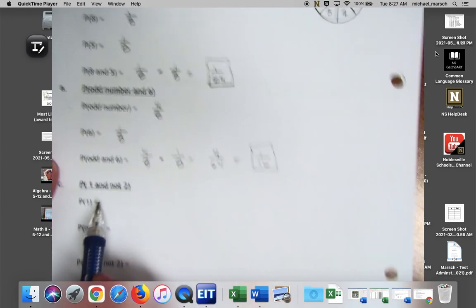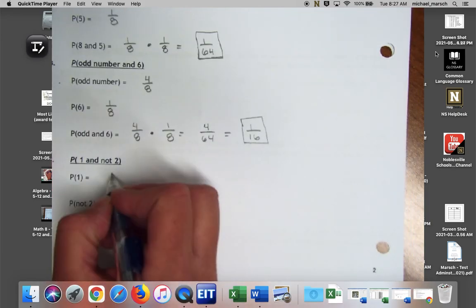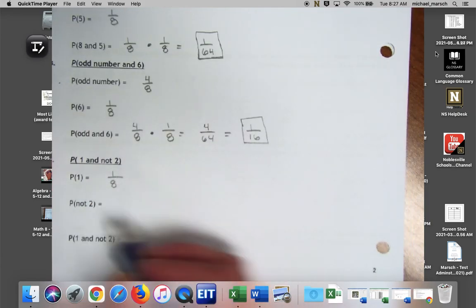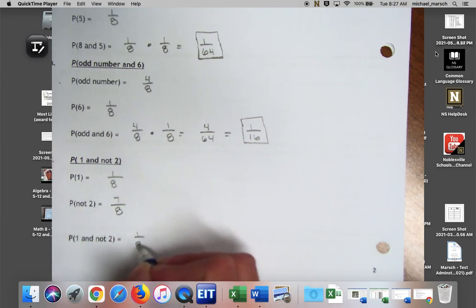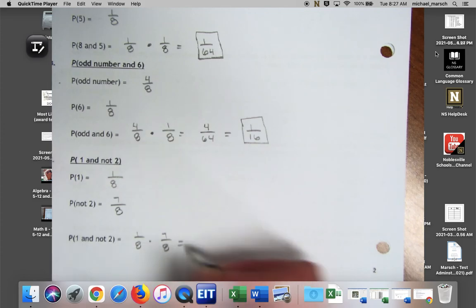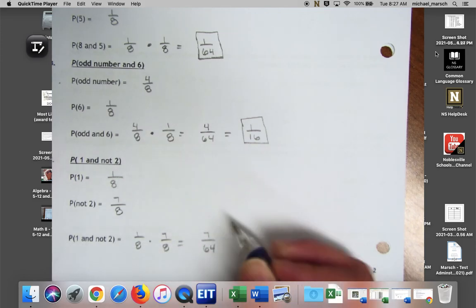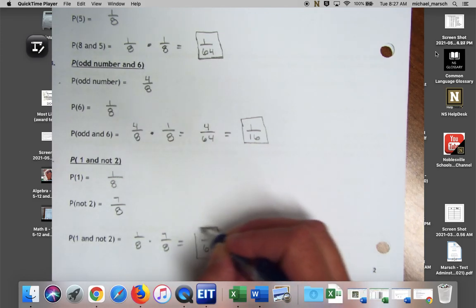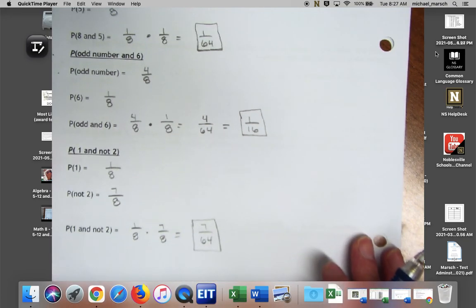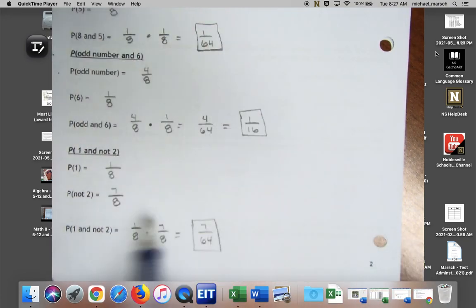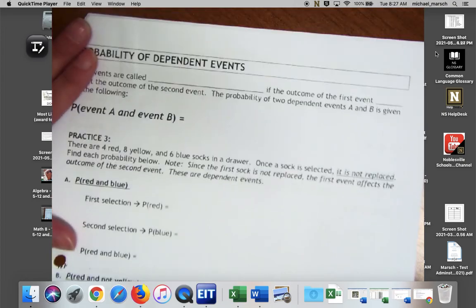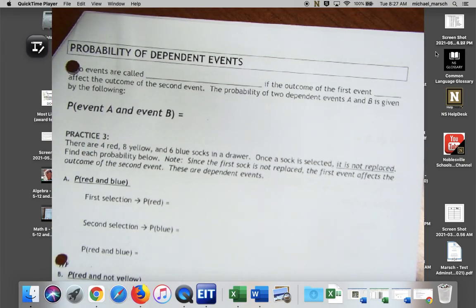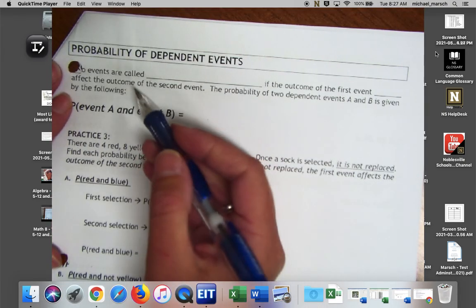How about the probability of a 1 and not a 2? So the probability of a 1 is 1 out of 8, and not 2 is 7 out of 8. So I would take the 1/8 times the 7/8. That's 7 out of 64. I can't simplify that. That would be my answer. Again, we are multiplying because we're talking about this and that. All right, dependent events are a little bit different.